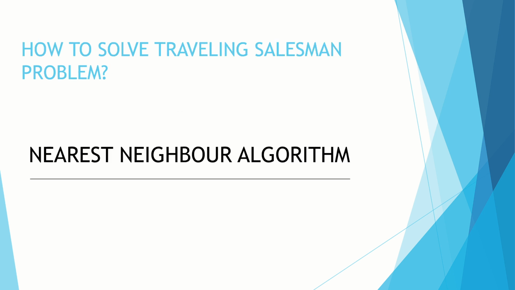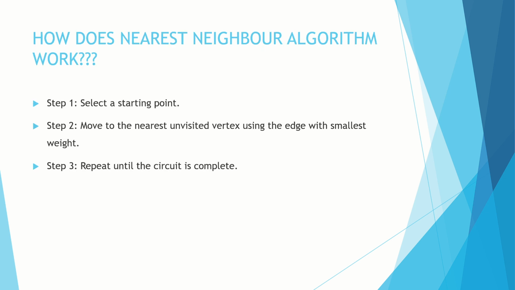How to solve the traveling salesman problem? There are a lot of ways to solve it, but the algorithm we are going to use is the nearest neighbor algorithm. How does the nearest neighbor algorithm work? We select a starting point. From one city we can go to a lot of cities, so we will choose the shortest path. We will move to the nearest unvisited vertex using the edge with the smallest weight, and we repeat the same procedure until the circuit is complete.